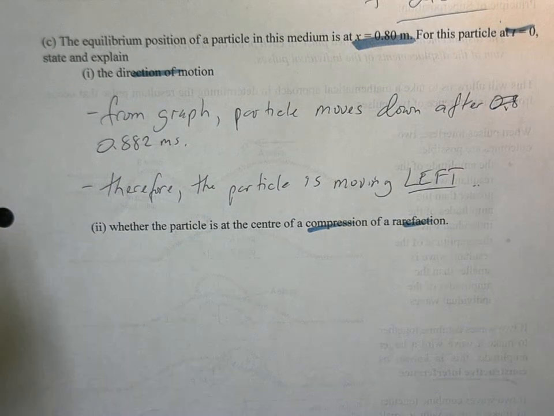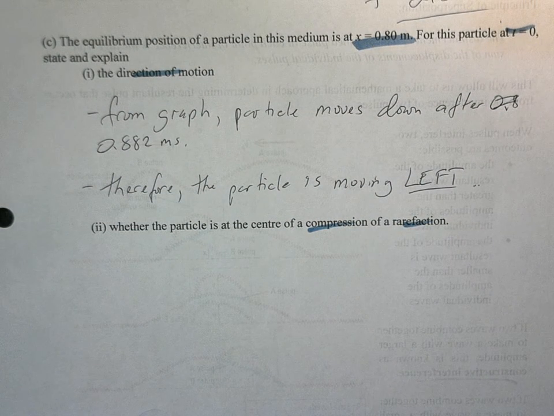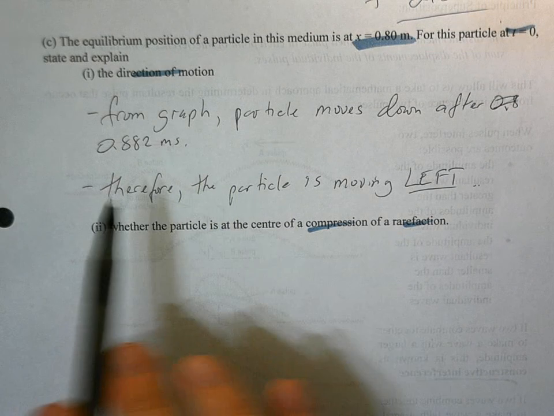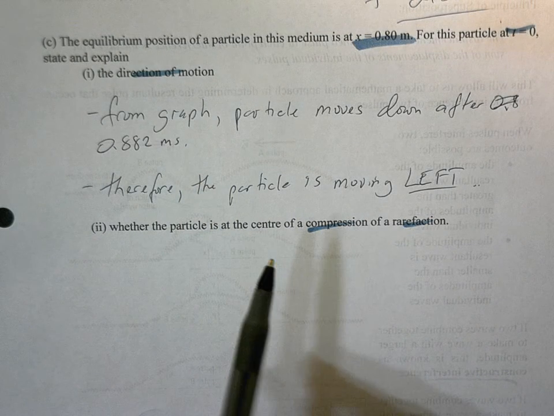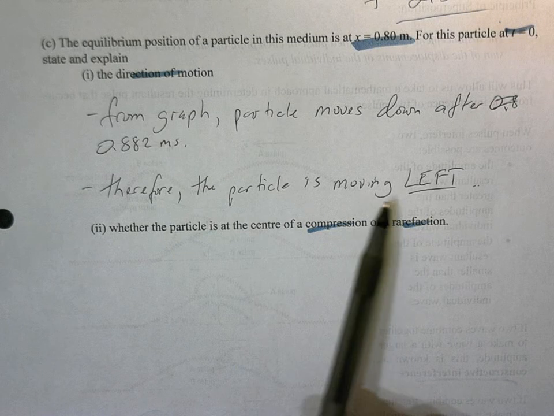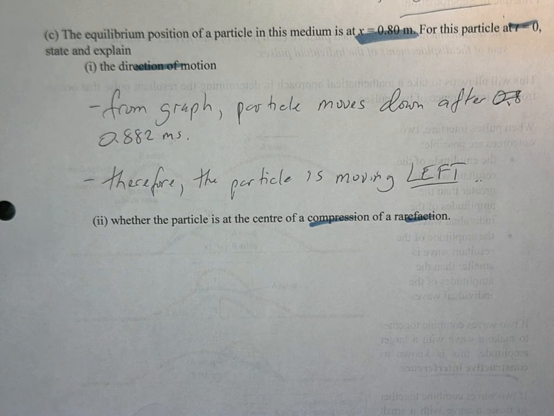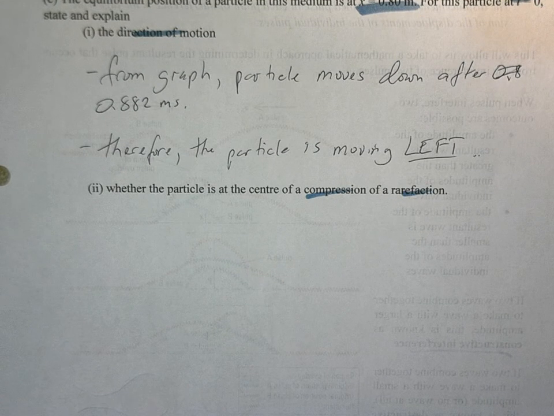So on an IB exam, this question's worth 2 marks. You get 1 mark to say how you determined where this particle's going, so from the graph, and then actually getting the direction right, so to the left. Most people could probably get that part, not an issue. It's the second part that gets people, and this is a very hard question, aimed at the top end of students. We want to state whether the particle is at the center of a compression or a rarefaction.